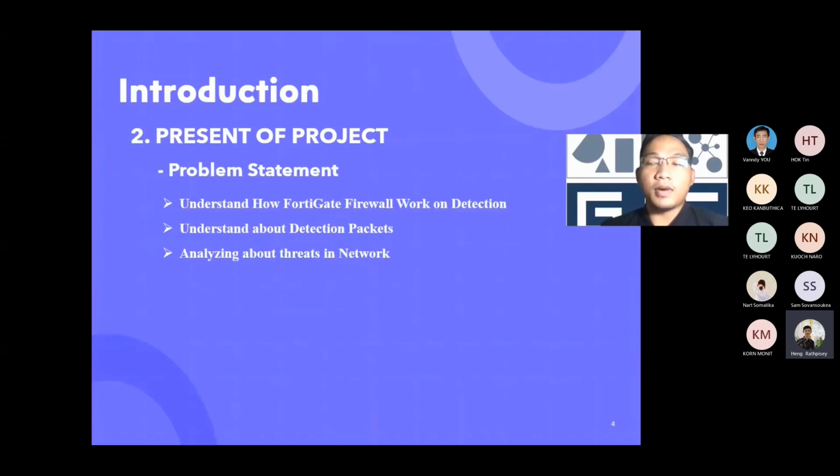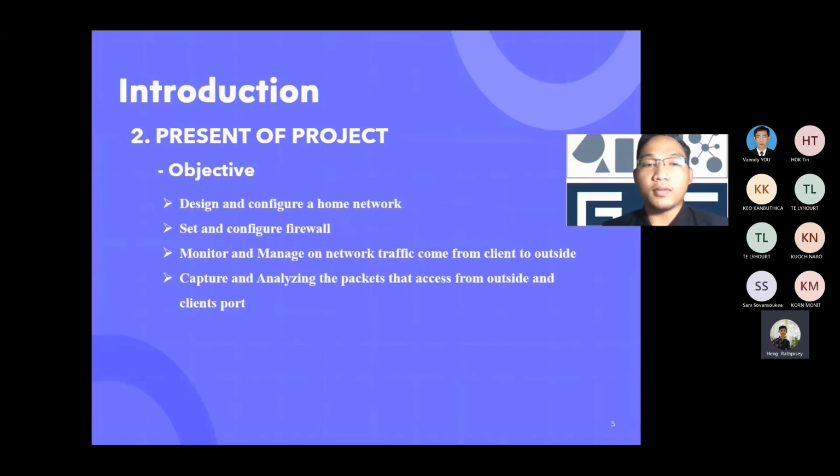For the problem statement of this topic, we want to understand how the FortiGate firewall works in detecting threats and intrusion, and understand data packet detection and the analysis of threats in the network. The objectives are to design and configure the home network, set up and configure the FortiGate firewall, monitor and manage after we configure the service as well as the firewall, and capture and analyze data packets from the inside to the outside and from the outside to the inside.